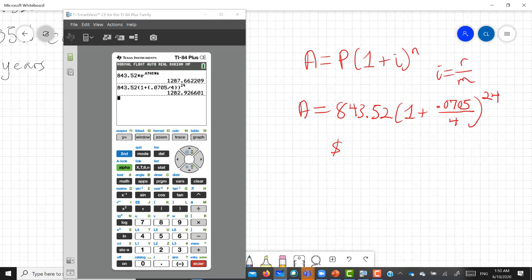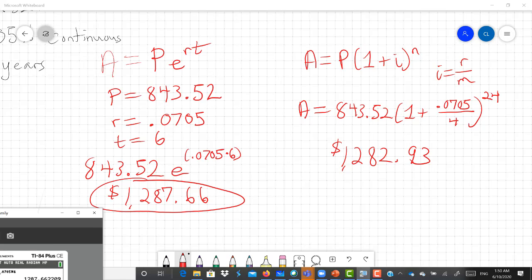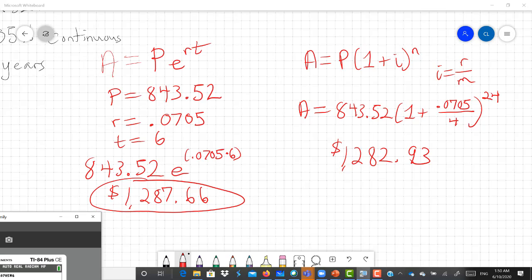So if it were compounded quarterly, at the end of 6 years, I would have $1,282.93. So there is a difference, right? There is just under a $5 difference between continuous compounding and quarterly compounding. That difference would get smaller if it were compounded daily, there would be a much smaller difference. If it were compounded monthly, it would also be a smaller difference.